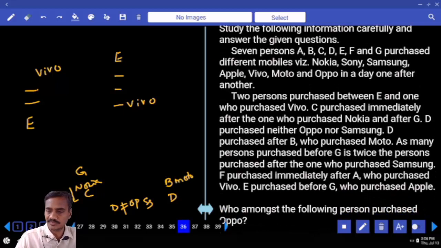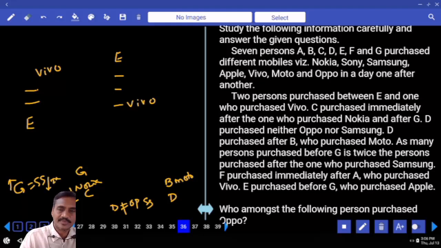As many persons before Z as twice after Samsung. Now before Z and Samsung, twice after Samsung. Isn't it? And F purchased immediately after A. F is immediately after A, and A purchased Vivo.